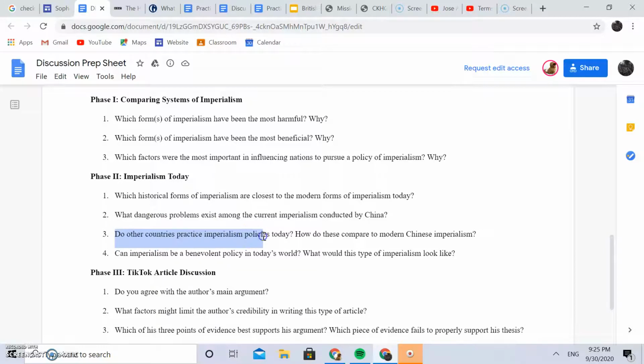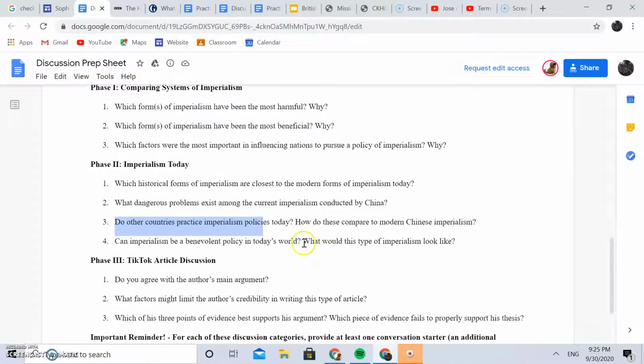Do other countries practice imperialist policies today? How do these compare to modern Chinese imperialism? So that's to prompt them if they weren't able to make the connection to the US; they can make the connection to the US or other countries in the world. But maybe you can talk about modern Russia with Georgia and Ukraine just in the 21st century. And then also, can imperialism be a benevolent policy in today's world? What would this type of imperialism look like?